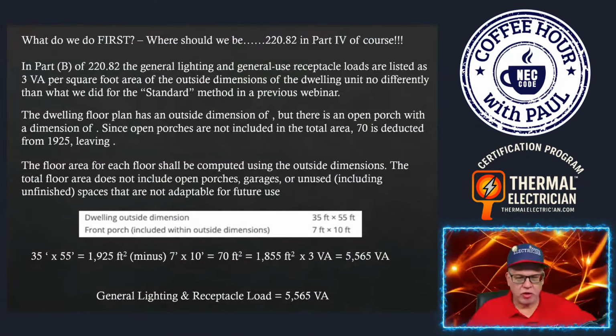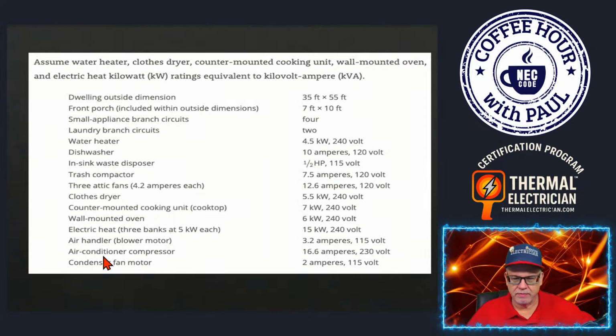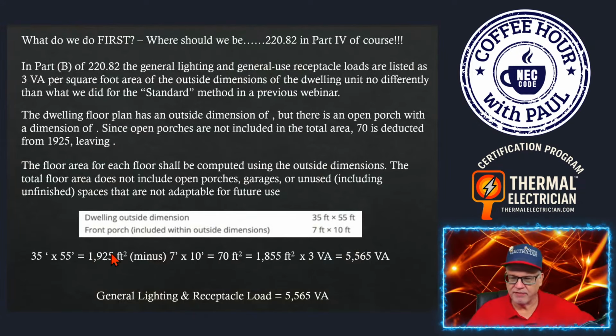All right, so we have 35 by 55, which is 1,925. Now let's take away that 7 by 10 foot. That's 70 square feet. So we're going to take that 1,925, and we're going to take that 70 away because, like I said, we don't need it. So we're going to take it away.